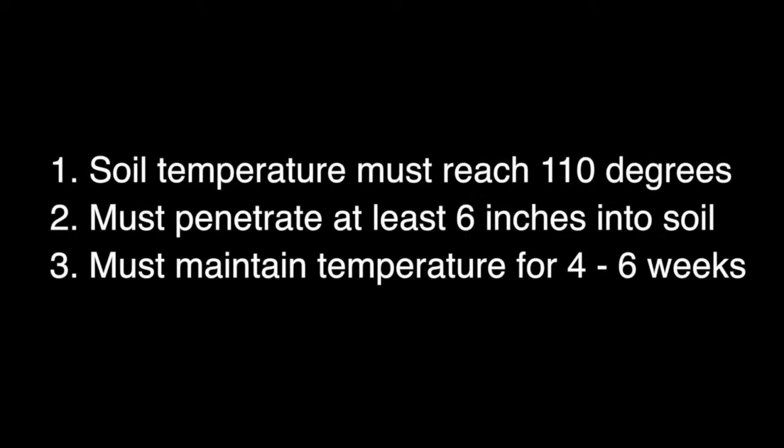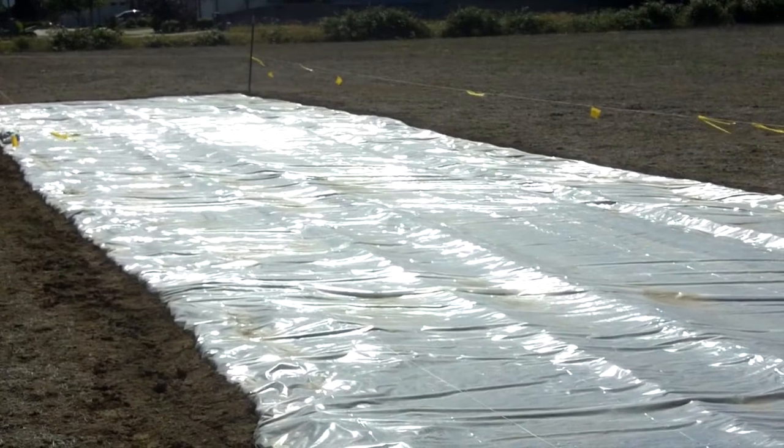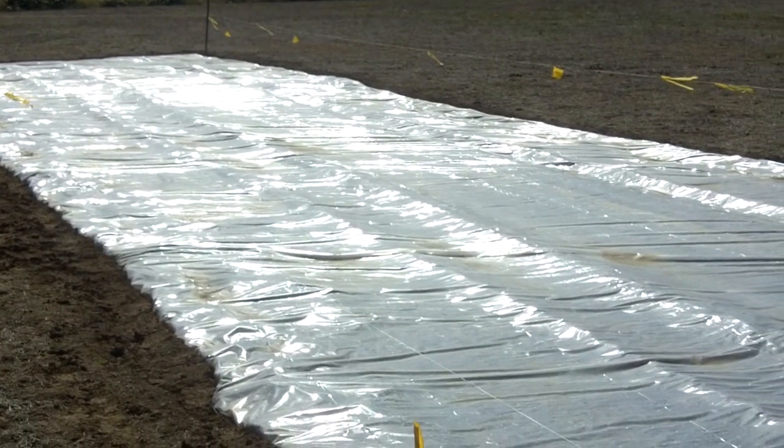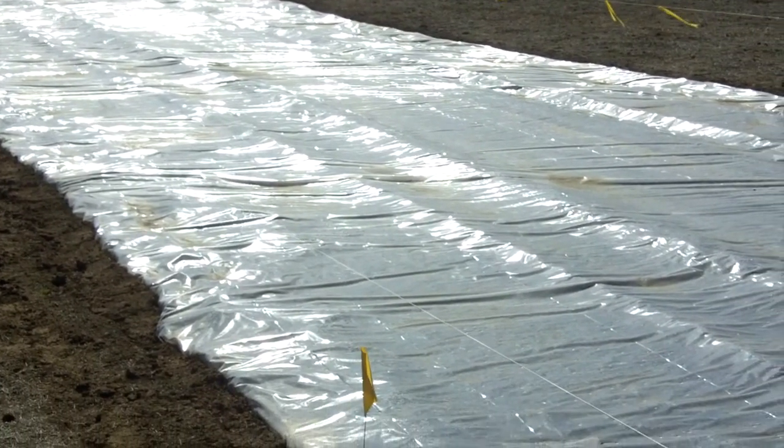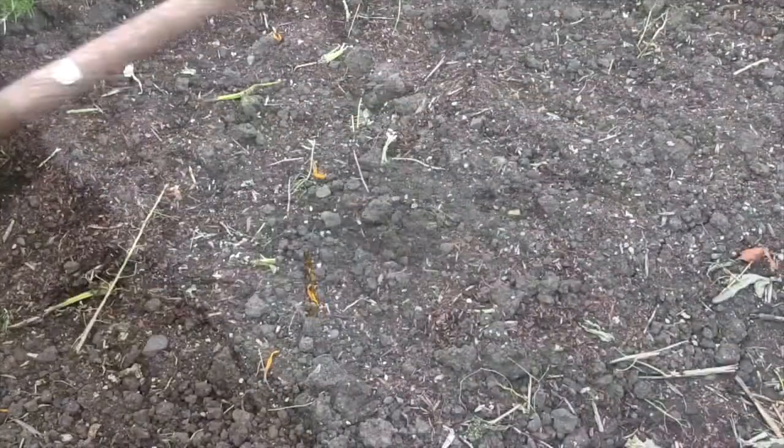To properly solarize, you need to achieve soil temperatures at or above 110 degrees in the top 6 inches of soil, and maintain these temperatures for a period of 4 to 6 weeks. Therefore, it's best to attempt solarization during the summer months, when sunlight and heat are the most consistent and reliable.